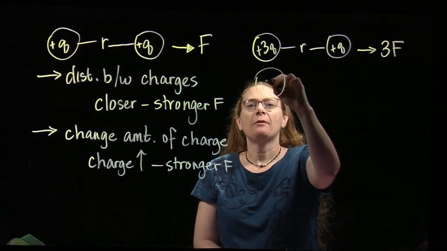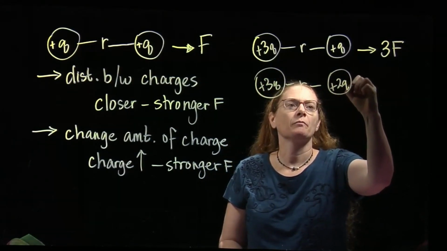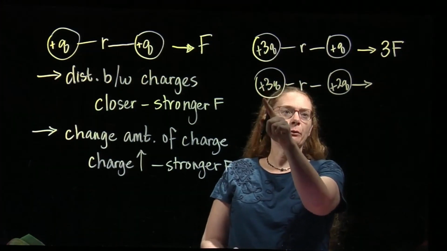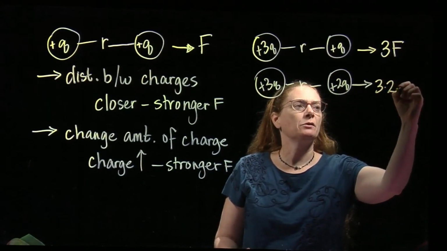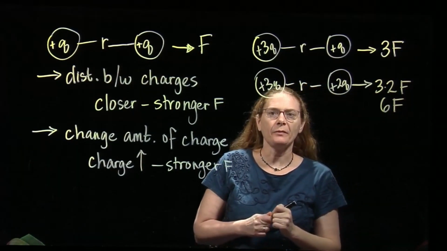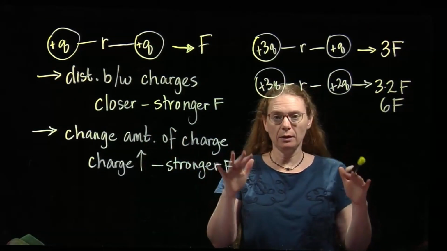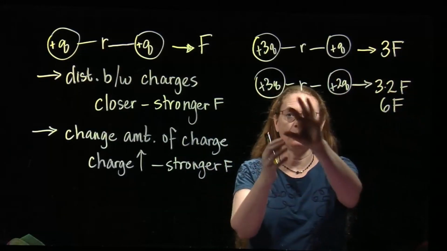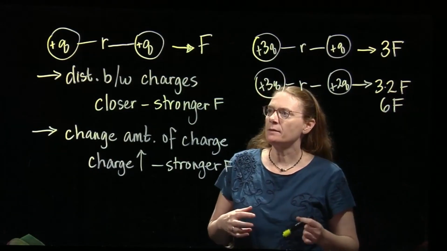It also means that if I have plus 3Q at a distance of r from, let's say, plus 2Q, what would we have there? Well, I triple the force because of that 3Q, and I double the force because of the 2Q. It's going to be 3 times 2, so it's going to be 6 times as big. And so with the amount of charge, it's just a direct linear relationship. Triple it, the force triples. Double it, the force doubles. And then you can just combine them to say 3 times 2 gives you 6. So that's the first step.